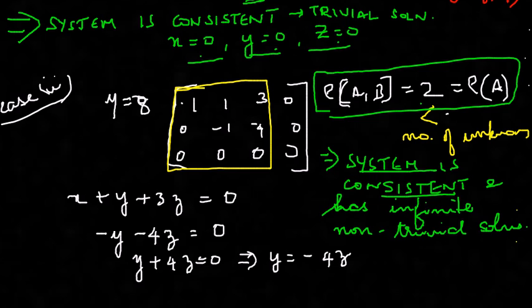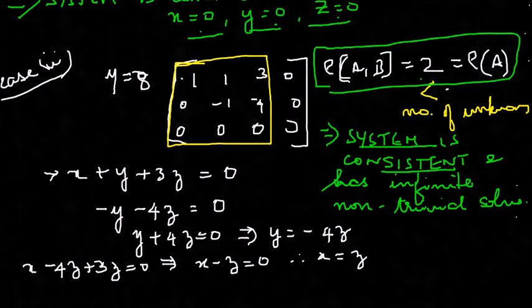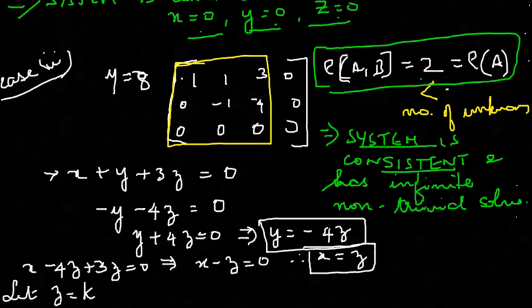Okay, now let's substitute this in the first equation. So x minus 4z plus 3z equal to 0, which implies x minus z equal to 0, therefore x is equal to z. Now let's make the assumption that z is equal to k. I am making this assumption because I have only two equations to find out three unknowns, so we'll assume one of the unknowns to be a constant k.